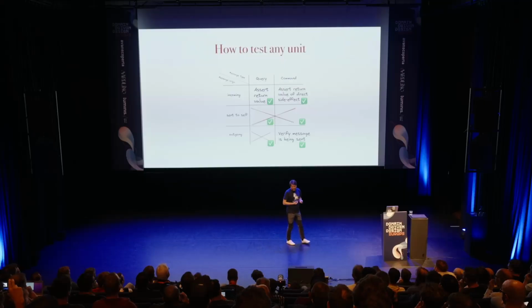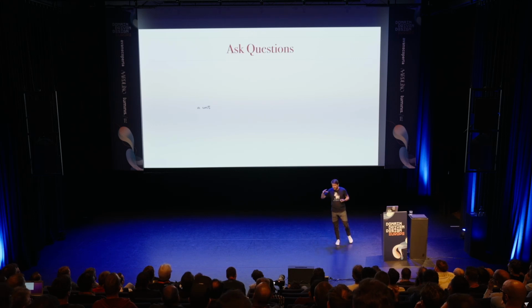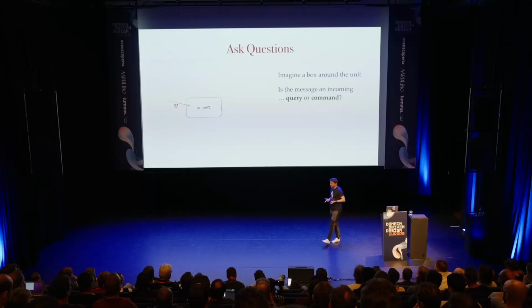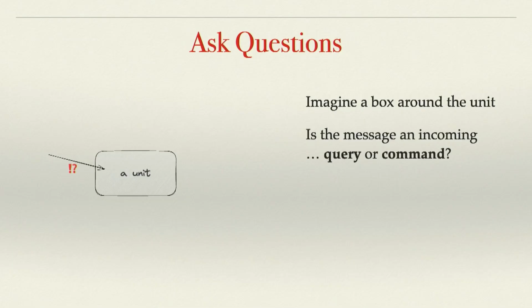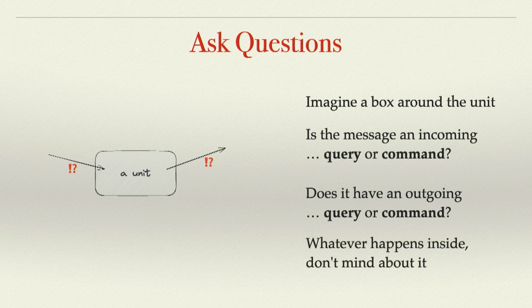This model that I used. So how I use this model, whenever I want to test something, whether it's a unit, a component, or a big box test, I imagine a box around the unit. Then I think about the message I'm sending, is that a query or is that a command? Does it have an outgoing query or a command? And then I remember whatever happens inside, I don't care. So 4 steps.